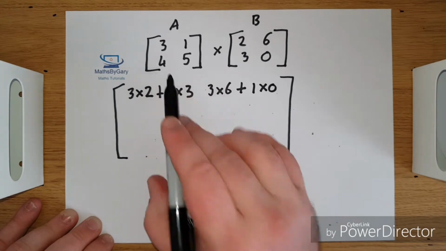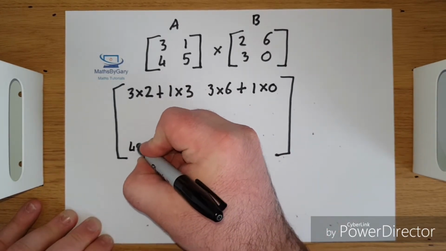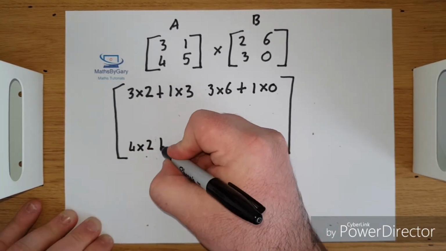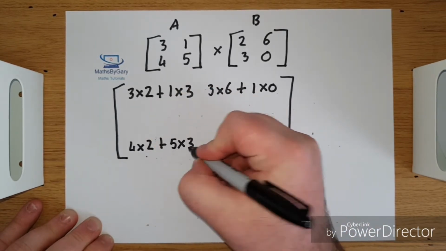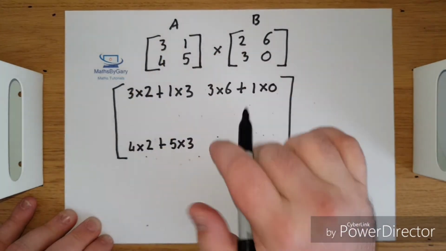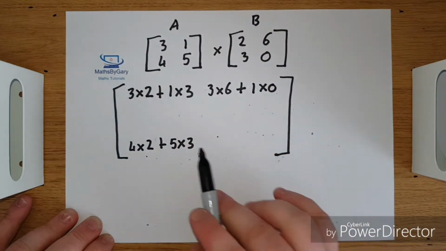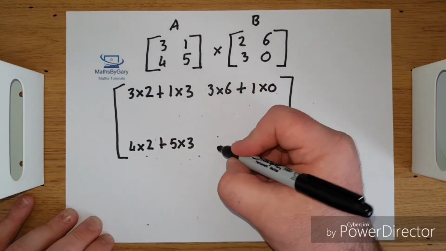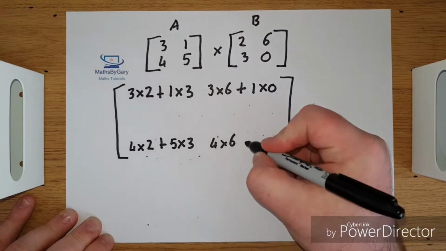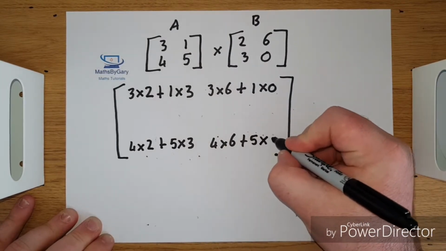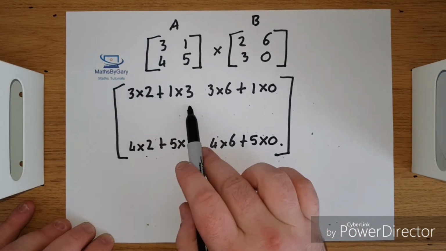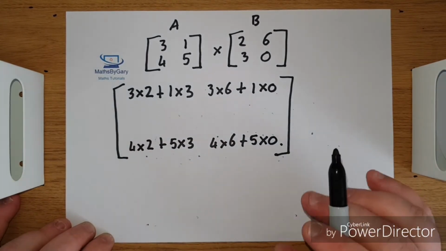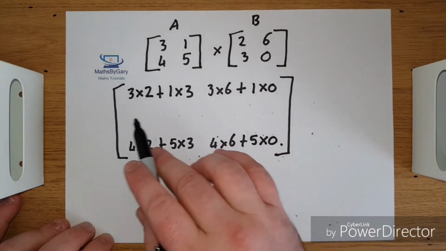Now we move down to the 4, and we have 4 times 2 plus 5 times 3. It's a systematic way, and we're doing it step by step. And the last entry, 4 times 6, add 5 times 0. As I've mentioned before in similar videos, the reason I'm writing that out in full is because it's very easy to make arithmetic mistakes when doing this.